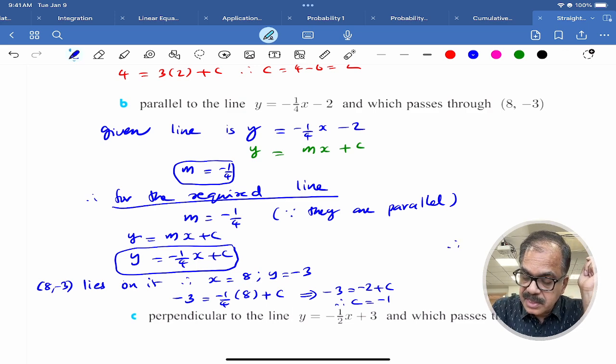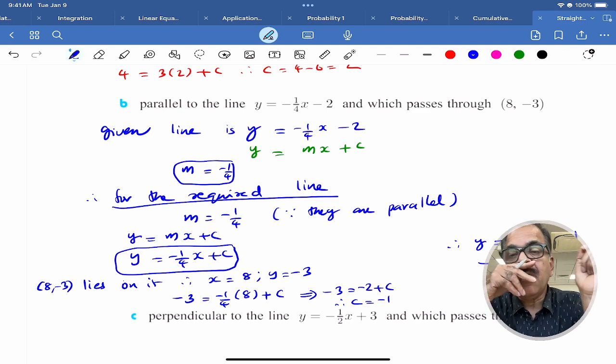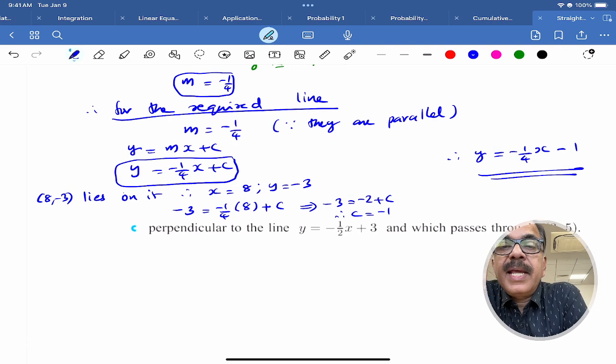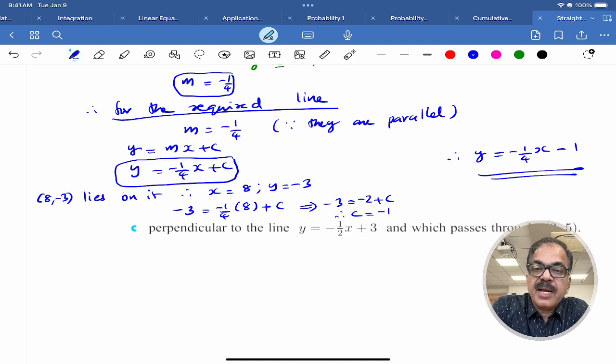Got the value of c, which I put back into my original equation. y is equal to minus 1/4 x plus c, but c is now minus 1. That's the equation of the line in the gradient intercept form. Now, if they wanted the general form of the line, I would have said multiply throughout by 4 and then rearrange it in the form ax plus by is equal to c.